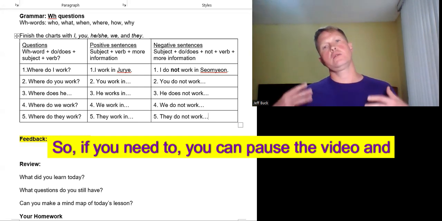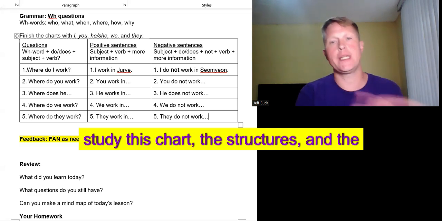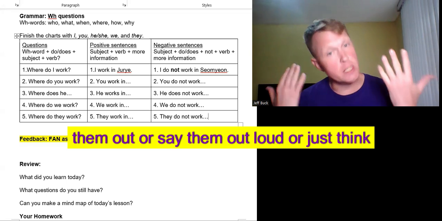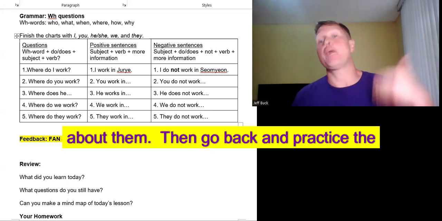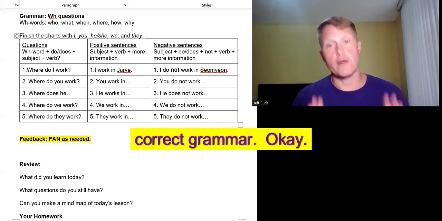So if you need to, you can pause the video and study this chart, the structures and the examples, and create some of your own. Write them out, or say them out loud, or just think about them. And then go back and practice the conversation again, focusing on using correct grammar. Okay?